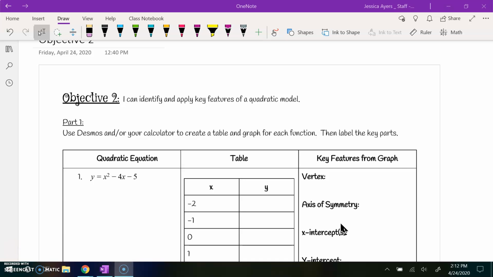So in this video, we're going to explore Objective 2. I can identify and apply key features of a quadratic model. So this first part is a review from last week, so it's just making sure we know the key features from a graph, and we're going to use Desmos to help us do this.